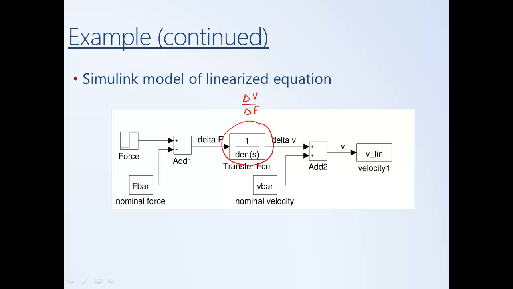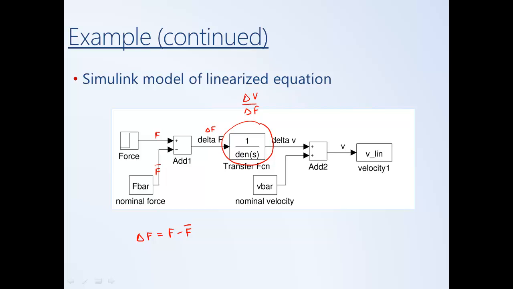But our true input isn't delta f, it's f. And we just recall that delta f is f minus f bar. It's how far away the force is from the equilibrium point, the operating point that we linearized about. So here's f, here's the nominal force, f bar. We subtract them, and that gives us our delta f.